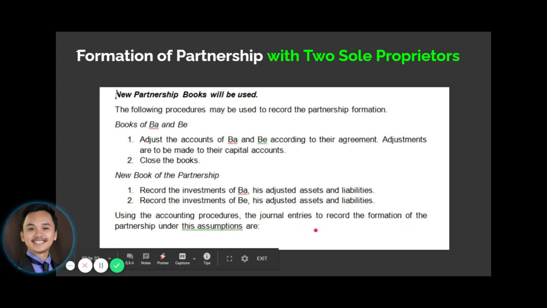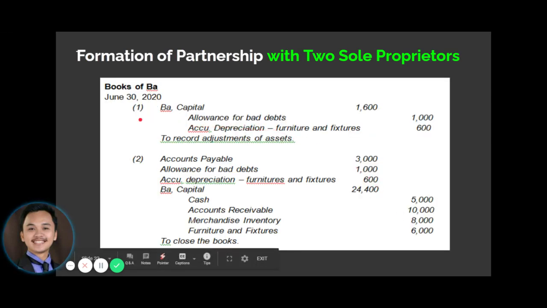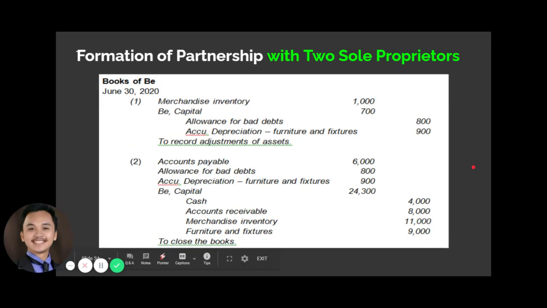Using the accounting procedures, the journal entries to record the formation of the partnership under these assumptions are as follows. So, una, ato nang i-adjust kay ang books ni Ba, tapos atong i-close. So, gidiscuss naman nato ni kaganina ang adjustment kay Ba. And then, gidiscuss na pod nato ni kaganina ang closing of the books ni Ba. So, same lang ni kaganina. Same lang yan. And then, same will happen kay Be. Adjust nato kay Be.